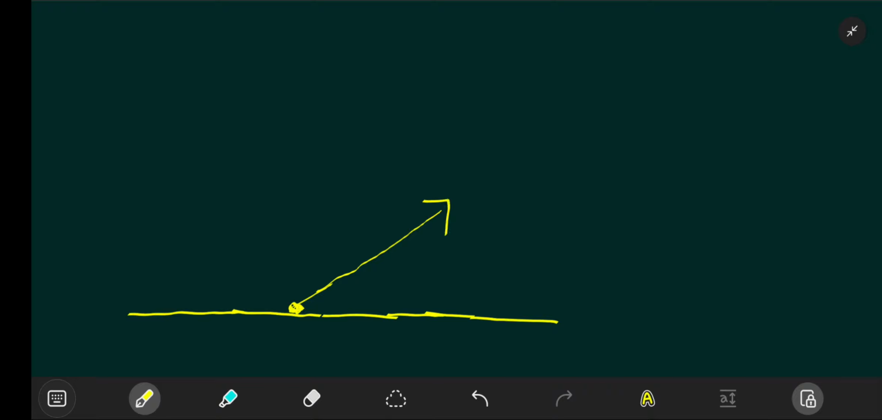suppose this is the ground and a person is standing on the ground and he is looking upwards. So this is his line of sight. Now the angle made by the line of sight with this horizontal, the ground, is called theta, and this is the angle of elevation.